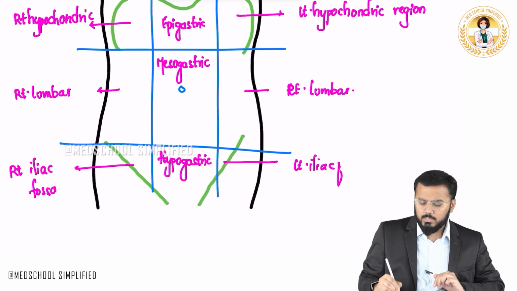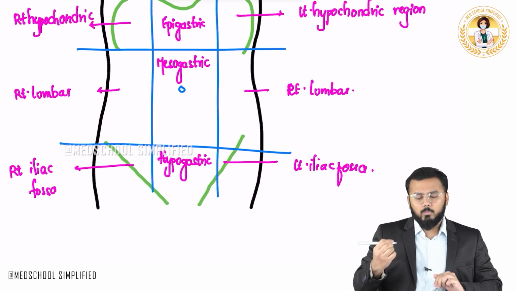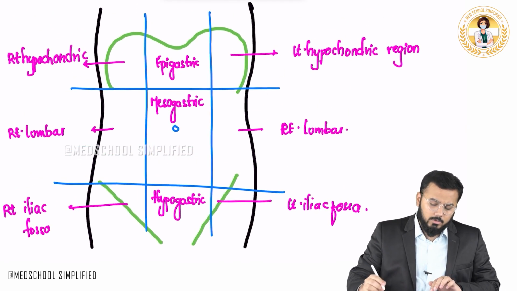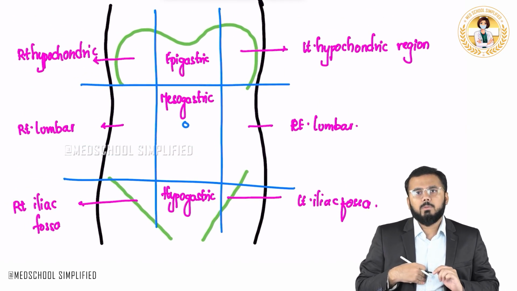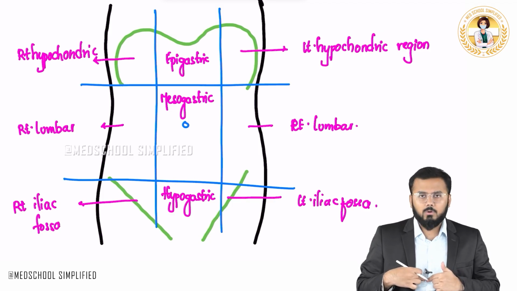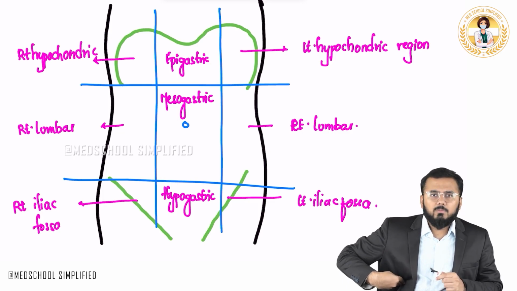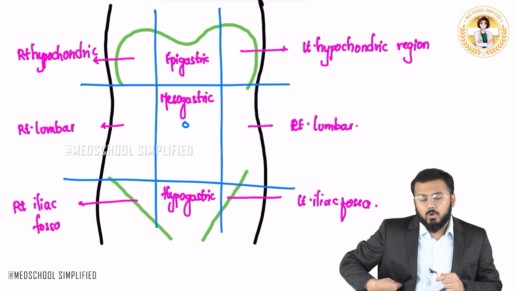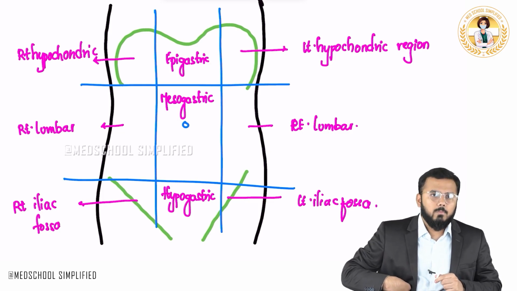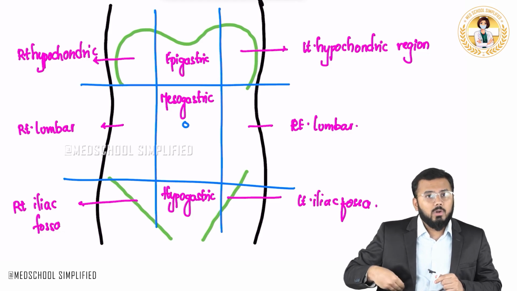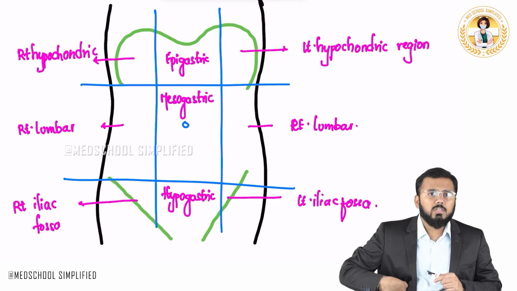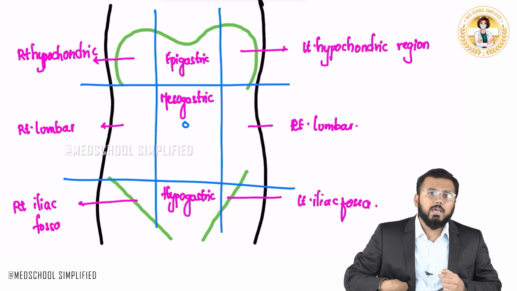Why should we know these regions? Because tomorrow a patient will come and tell the doctor, I have pain just beneath my breastbone over here. What is this region called? Epigastric region. He will tell the doctor, I have pain beneath my ribs on the right side. What is this region called? Right hypochondriac region. If you know what organs are located in this right hypochondriac region, it will be easier for you to diagnose the condition.